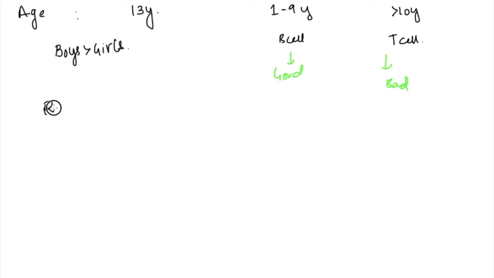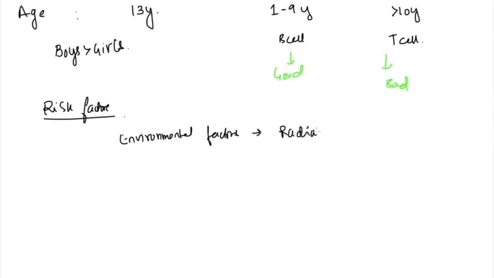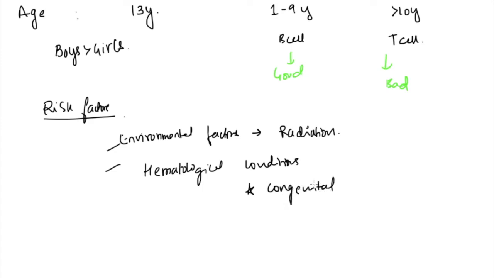Now risk factors. If you just remember the headings under which we discussed AML and CML, first we talked about the environmental factors. So here the only thing you need to remember would be about radiation. Radiation is an important risk factor. Next we talked about hematological conditions. Hematological conditions could be acquired or congenital. Here the only thing you need to remember would be regarding the congenital hematological conditions.